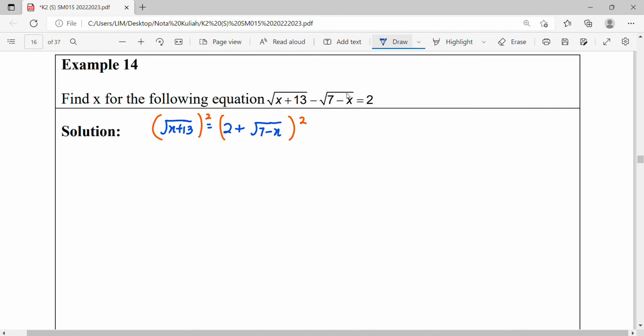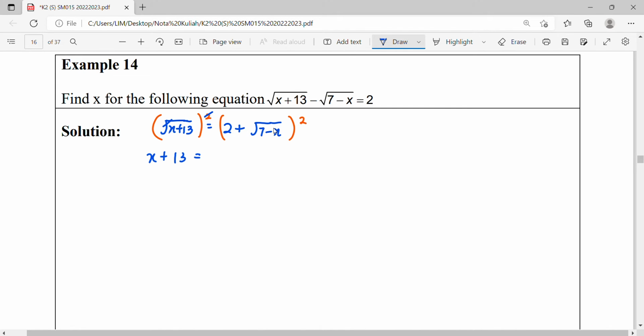So when we square both sides, square root and square can be cancelled. So the left hand side leaves x plus 13. Meanwhile, for the right hand side, we have to expand it as a square, 2ab, b square, because we have two terms here. You can see we have two terms here. This is our a, this is our b.